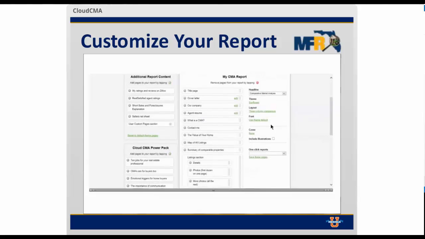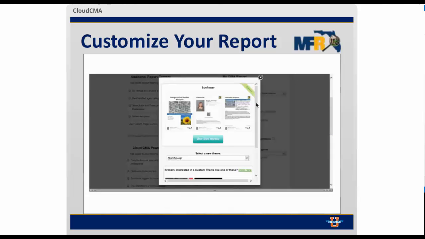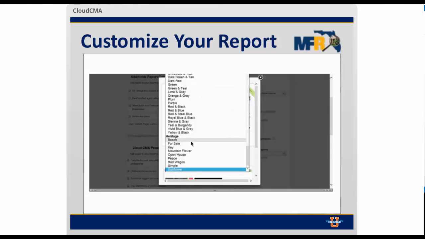Then we come over to the side menu. We have these customization options. First of all, I can choose whatever headline I want on my title page, or title. Comparative market analysis, quick CMA, BPO supplement report. I can type my own custom text. I choose the theme that I want. So last time I chose the sunflower theme, but you know what, this is Florida. I don't like that. I want to select a new theme. I want the beach theme.